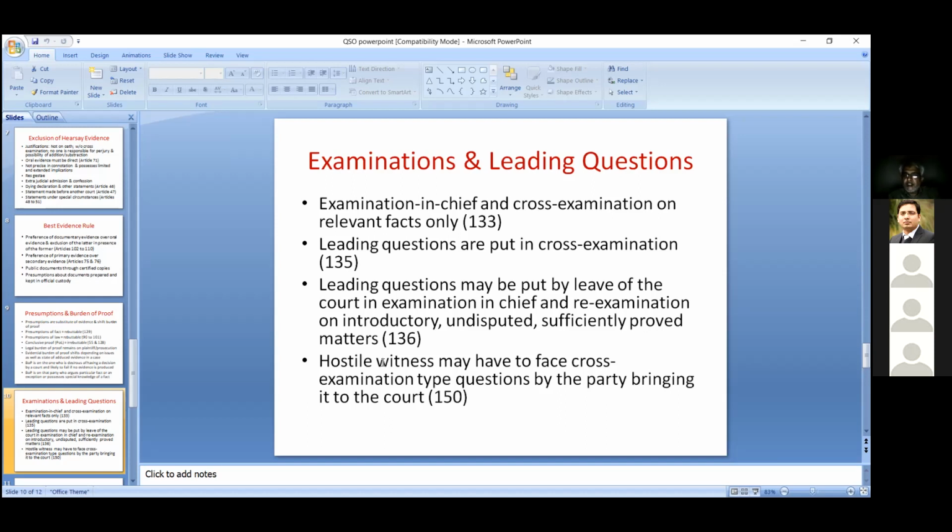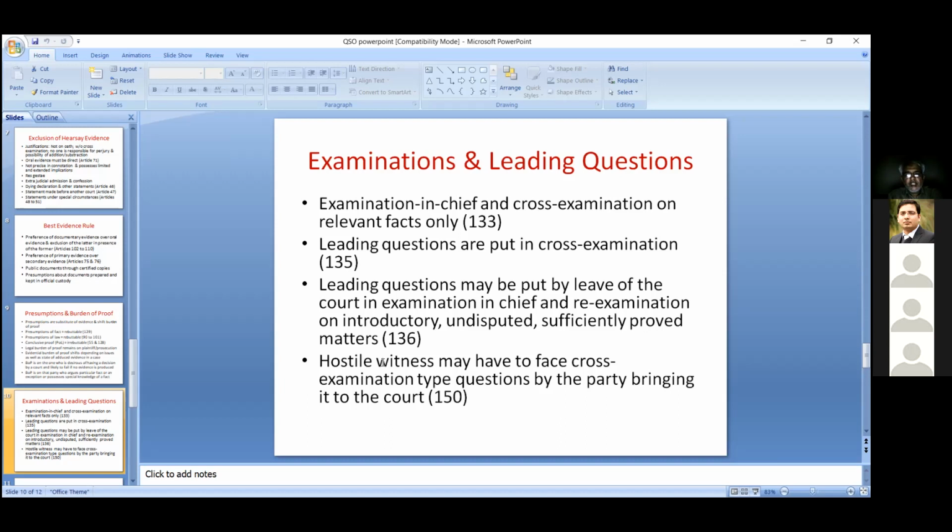Generally, the examination in chief and cross-examination are confined to the relevant facts. But sometimes in cross-examination, the opposite party raises those issues which were not earlier raised in examination in chief. That's why the plaintiff or prosecution, the party who brought the witness at the initial stage, is given an opportunity to re-examine the witness after cross-examination. So re-examination is the option given to the party who has already conducted examination in chief.